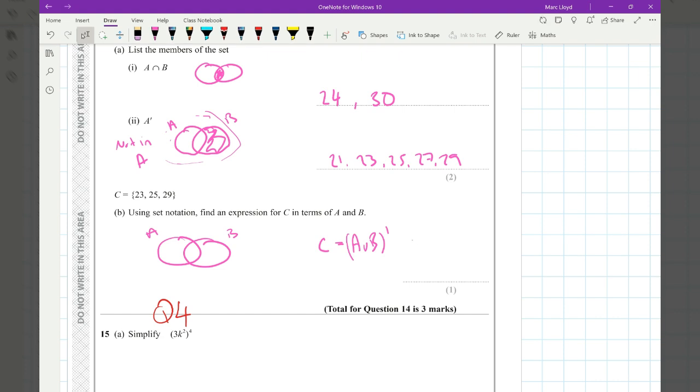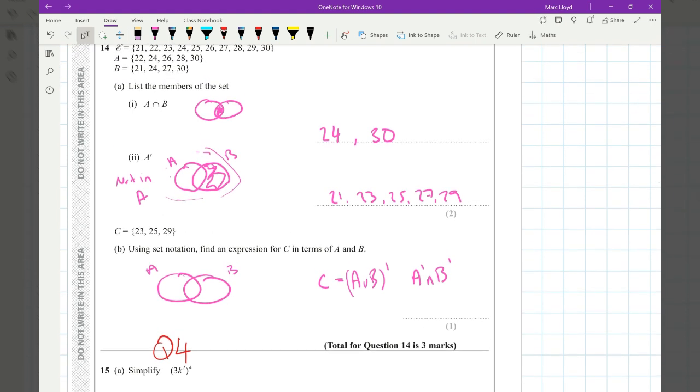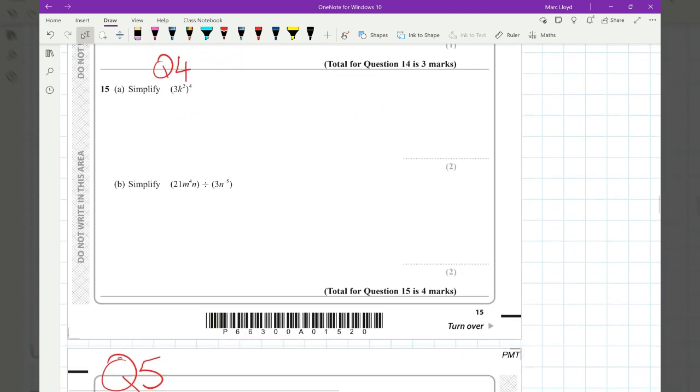So it's the union of not in A. No, the intersection of not in A, not in B. So it's all the numbers that are not in A and the numbers that are not in B. There we go. Happy with that. Just double checking. Yeah, happy. Okay, question 4.